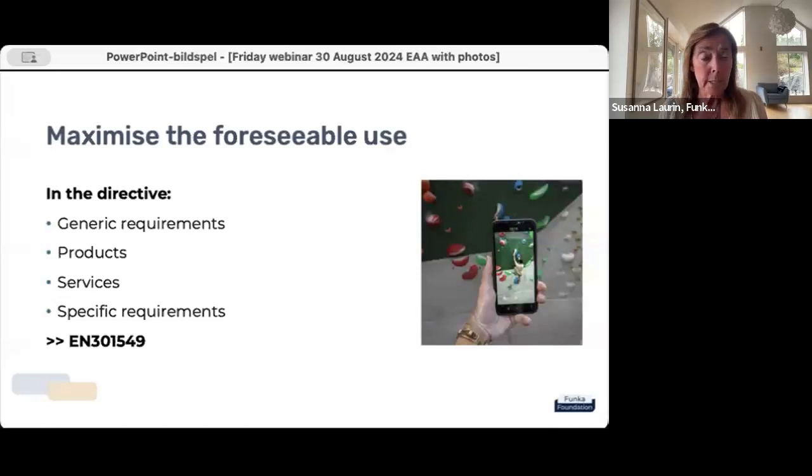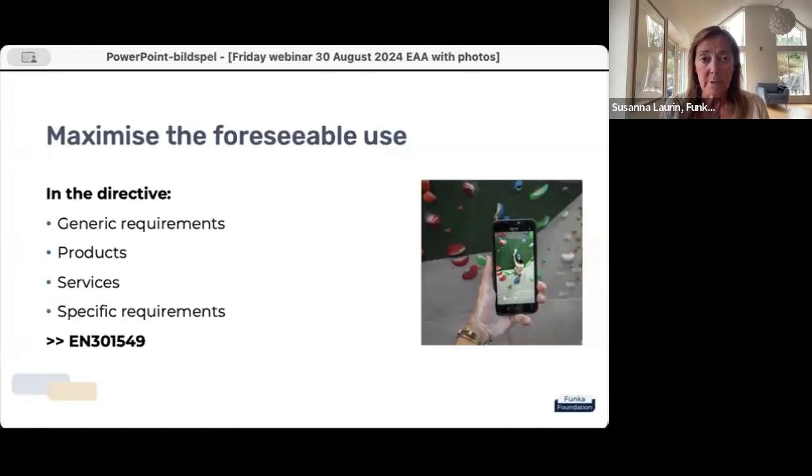But in the European Accessibility Act, it's a bit different. The who and the what are stated, but there are also actual requirements in the law already. So in this directive, you have the generic requirements that cover all the products and services in scope. Then you have a section on products in scope and on services in scope. And then there is a chapter on the specific requirements for each of the product and service groups that are covered in the legislation. So there are much more hands-on specifications in the actual law than in the previous legislation.